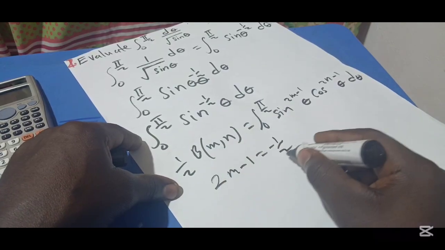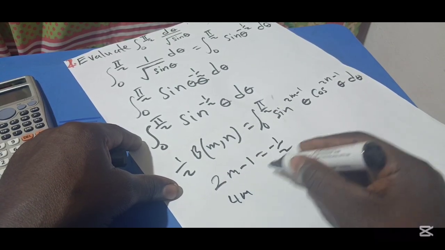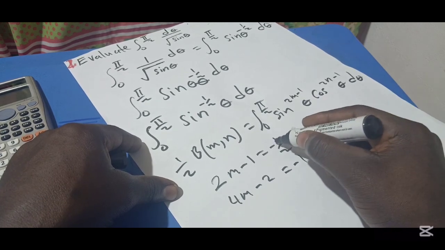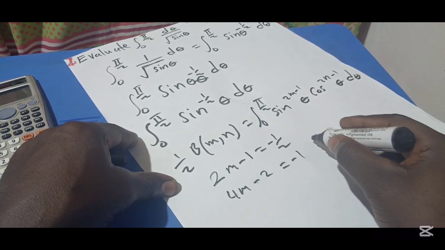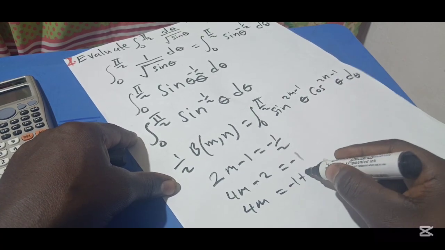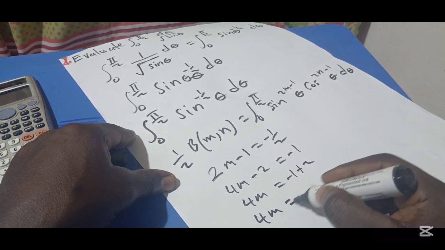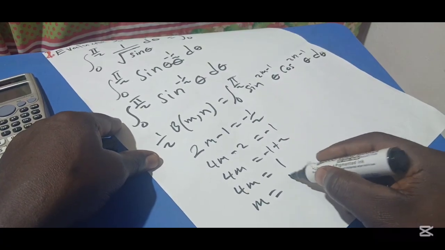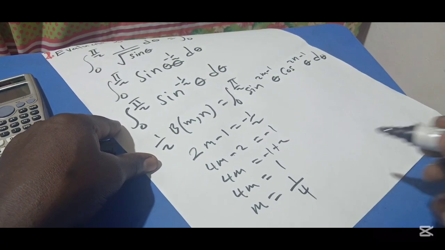Multiplying this by 2, I'll get 4m, and 2 times minus 1 gives minus 2, equals minus 1. So 4m equals minus 1 plus 2, so 4m equals positive 1. Dividing both sides by 4, my m equals 1 on 4.